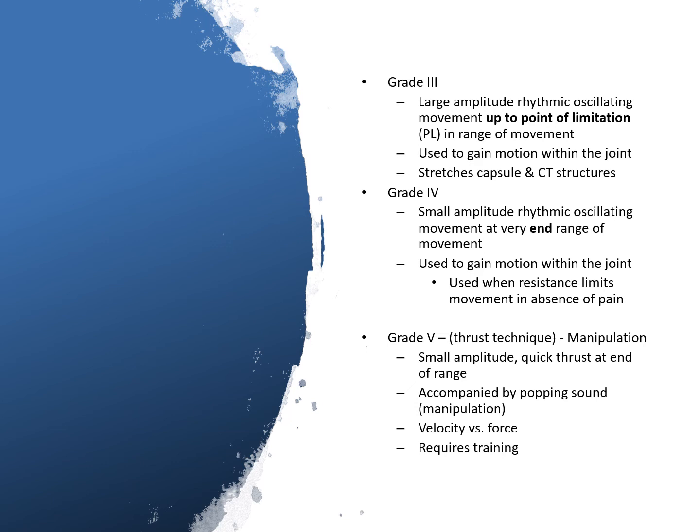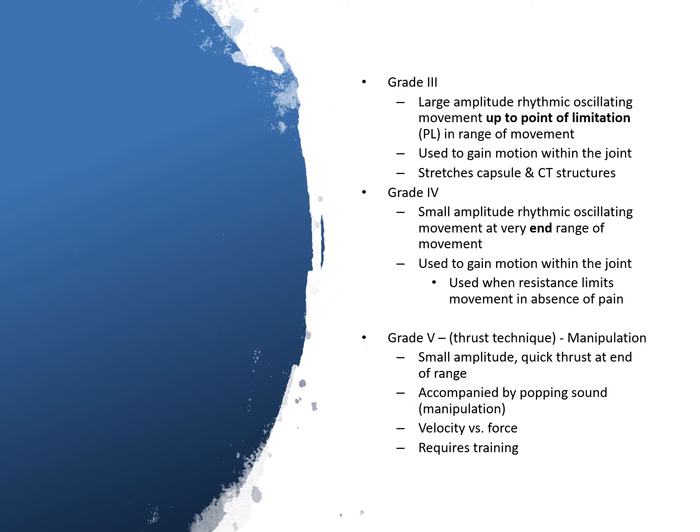Now coming to grade 3 mobilization. These are again the large amplitude rhythmic oscillating movement up to the point of limitation in range of movement. I will show you a figure which will come in the next slide so that you can understand exactly where we are going to give grades 1, 2, 3. So grade 3 is again large amplitude oscillating movement.